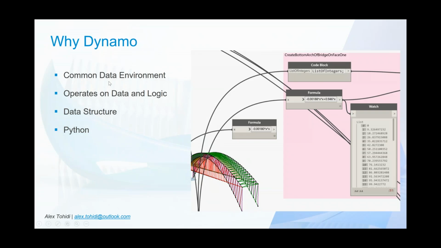Okay, why Dynamo? Dynamo is a common data environment. Unlike traditional CAD drawing, where the user has to draw things manually, the geometry gets defined based on data and algorithm, essentially. As you can see here, data is passing through the nodes, and then you connect the nodes and output there. So it's essentially a data structure. You can post-process the data in Python or many other languages. So it's really powerful in that sense.